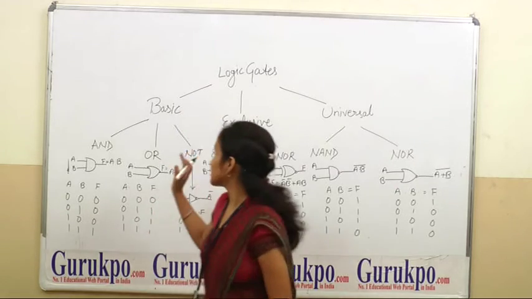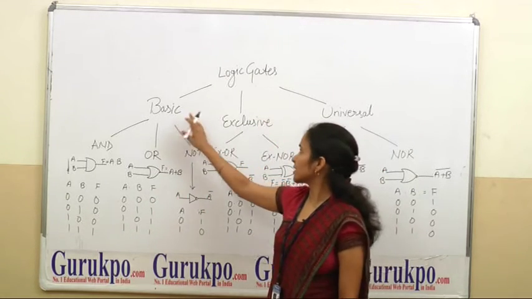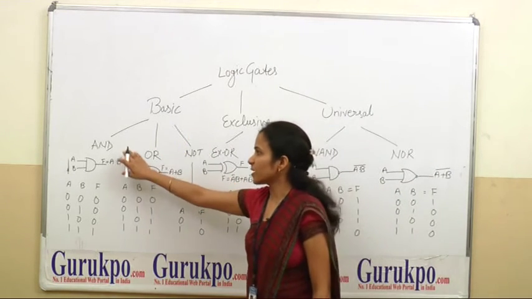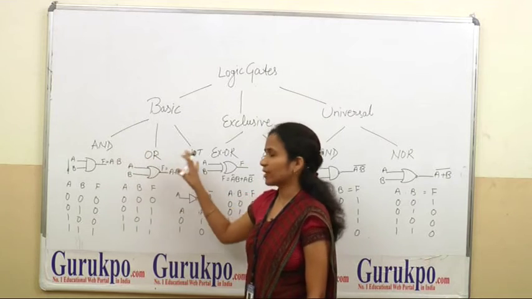There are basically three types of logic gates: basic gates, exclusive gates, and the third one is universal gates. In basic gates, there are three types: AND gate, OR gate, and NOT gate.